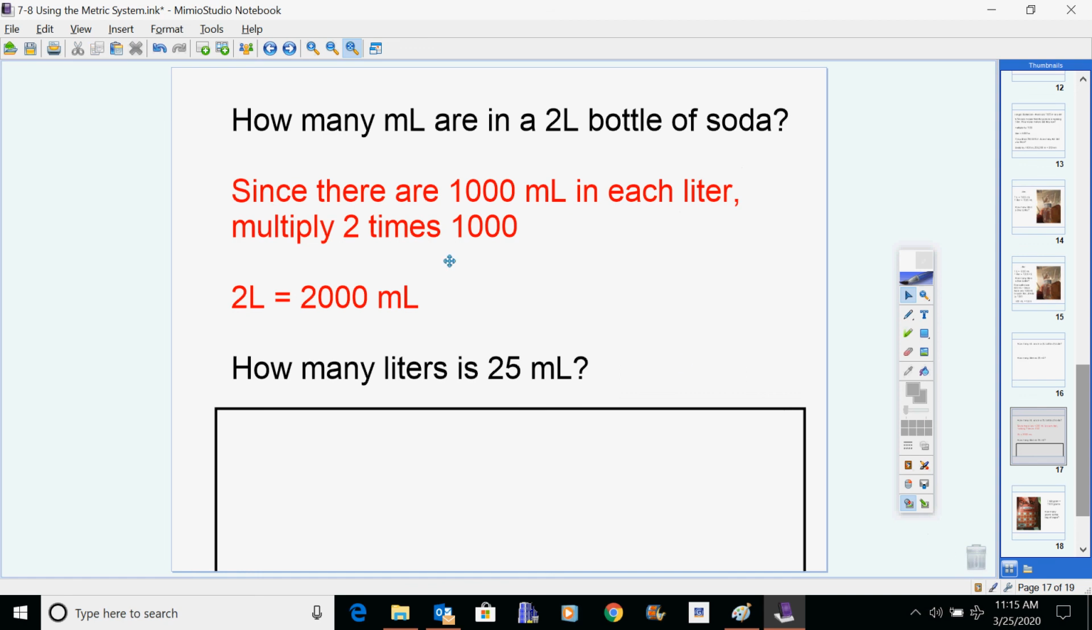And so when we do that, 2 times 1,000 gives you 2,000 milliliters in your 2-liter bottle of soda. Sometimes it's useful to go the other direction. So how many liters is 25 milliliters?